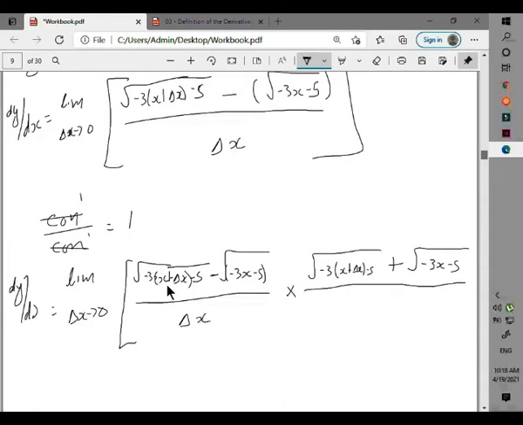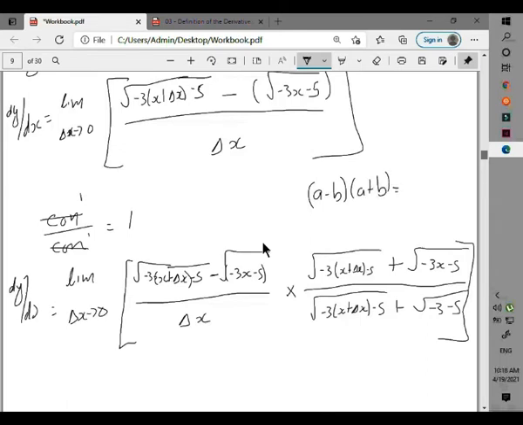Now, whatever's at the top here, you're going to write it at the bottom. So you have the root of minus 3x plus delta x minus 5 plus the root of minus 3x minus 5. So if I actually divide this out, I'll get 1. Now, remember it's only for manipulation's sake. So I'll just take a simple opportunity to remind you of something. A minus b and a plus b is equal to a squared minus b squared.